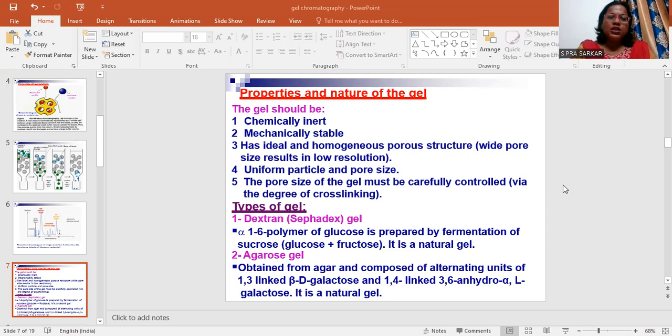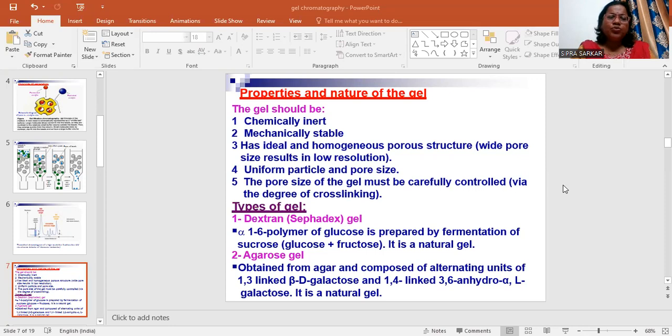The pore size of the gel must be carefully controlled via the degree of cross-linking. That means we should choose a particular gel which has the good pore size. Now coming to the types of gel, what are the types of gel used? One is dextran, that is Sephadex gel, and agarose gel.